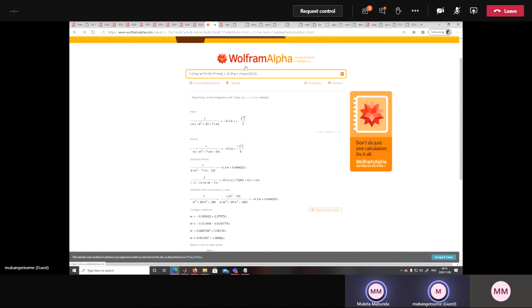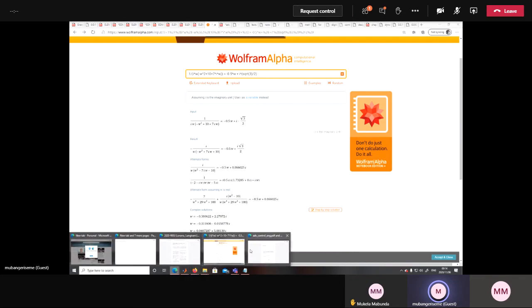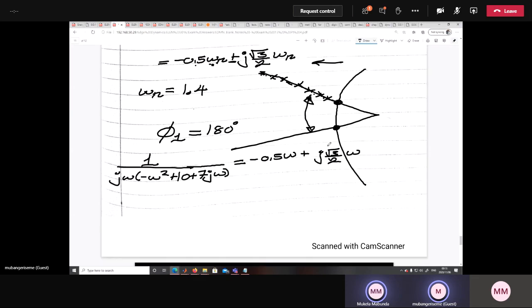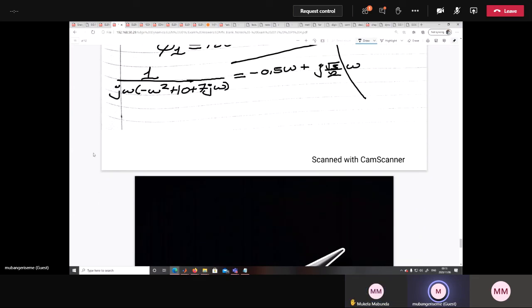Because remember, before you get your breakaway points, you solve this thing here: K is equal to -1 over G of S. Now that point that you put in here is your breakaway point. So if you say K is equal to -1 over G of S, you can actually work it out. You just plug in the exact value of your breakaway point, and you said to me that S was equal to -0.8. Yeah, no, actually we'll work it out right now.